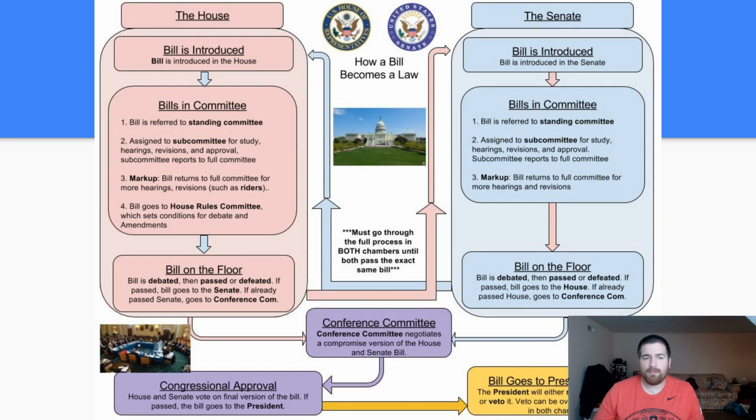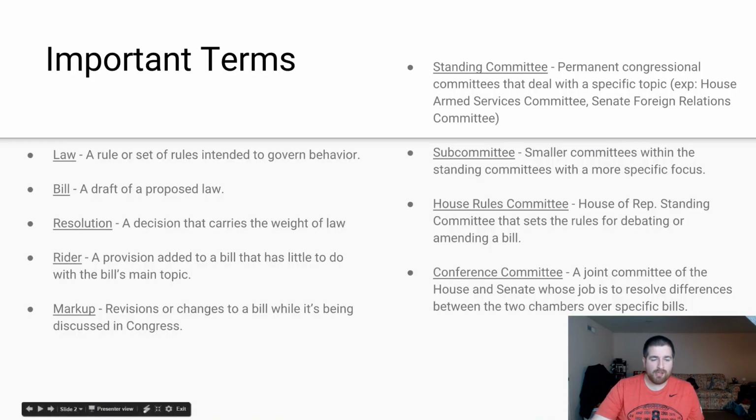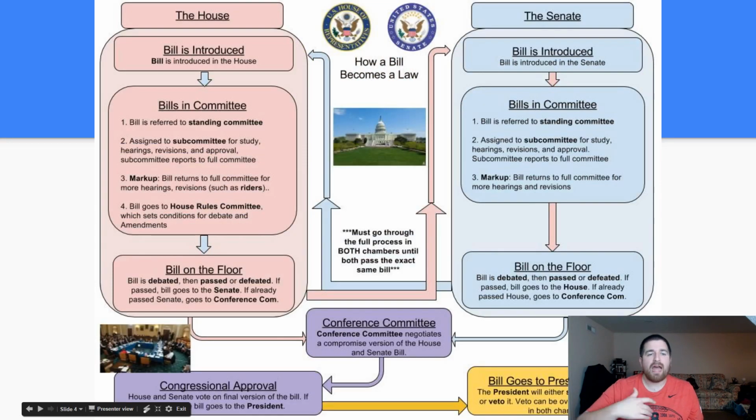So the subcommittee looks at it, marks it up, changes some things they don't like, keeps the things that they do like, and then once they've finished making changes, they take it back to the standing committee, where they can make their own markup. And again, if we go back once more, a markup is revisions or changes to a bill while it's being discussed in Congress.